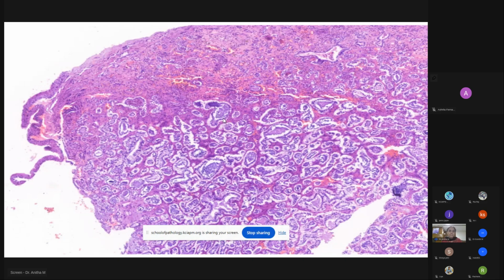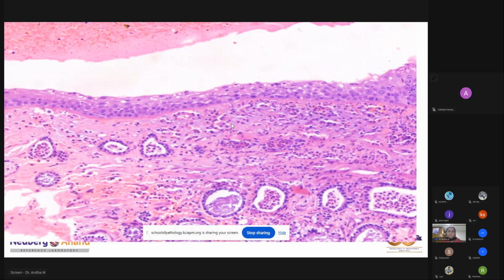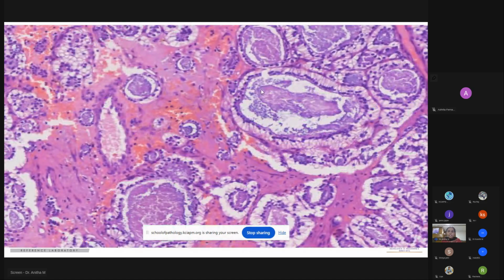So Ashrita has described very nicely. You see a polypoidal tissue composed of closely packed glands which have a clear cell morphology. Here you can see there is a squamous metaplastic lining over the polyp, and the glands are lined by cuboidal to columnar cells having a clear cytoplasm, and the nuclei are small, round, and bland. The NC ratio is very low, and there are some eosinophilic secretions, and the stroma shows areas of hemorrhage and vascularity.